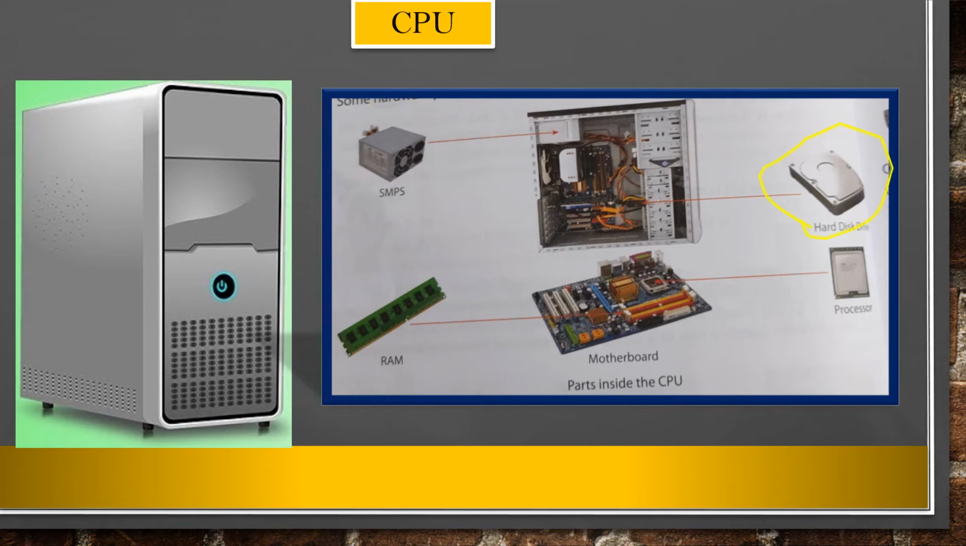Next, hard disk drive. It stores data permanently inside a computer. Next, RAM, random access memory. It stores data temporarily inside a computer. Hard disk stores permanent data and RAM stores temporary data.